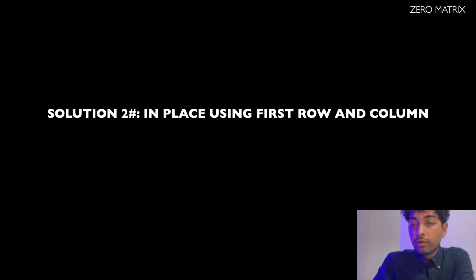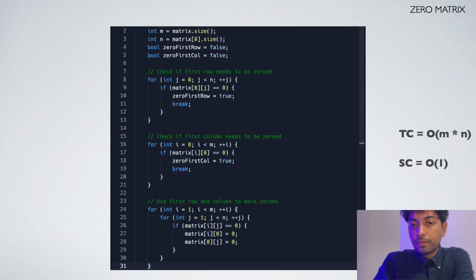To make the solution more space efficient, we can use the first row and column of the matrix to mark zeros. We'll also use two Boolean variables to track whether the first row and column themselves need to be zeroed. In this optimized solution, we use the first row and column to mark zeros, and Boolean variables to check if the first row or column should be zeroed. This approach has a time complexity of O(m cross n) and a space complexity of O(1).